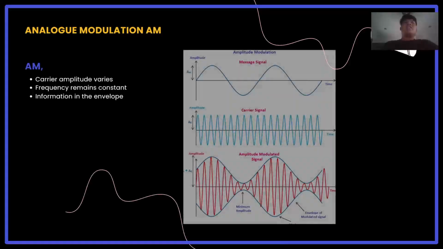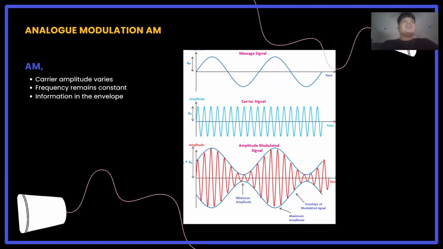The next one, we talk about the analog modulation, AM, another name is the amplitude modulation. It is one of the earliest modulation techniques. In amplitude modulation, the carrier's amplitude changes according to the message signal while its frequency stays constant. The message information appears in the waveform envelope.